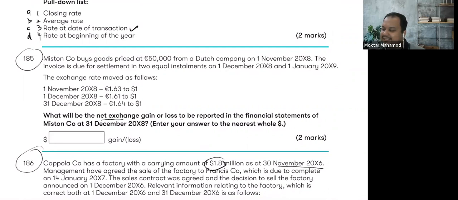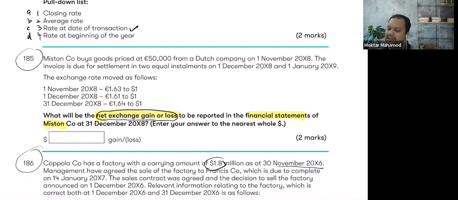What is the net exchange gain or loss to be reported in the financial statement? Sometimes going a bit faster is what leads to carelessness. So now they want the net exchange gain or loss. If it is within the accounting period, the exchange gain or loss will be compensated against each other. So it is not just a one off amount, it is a cumulative figure. It will offset back.